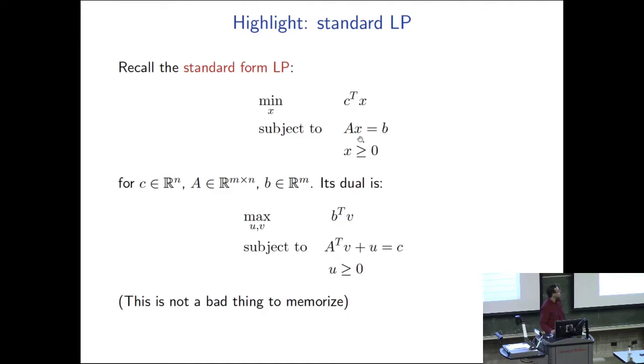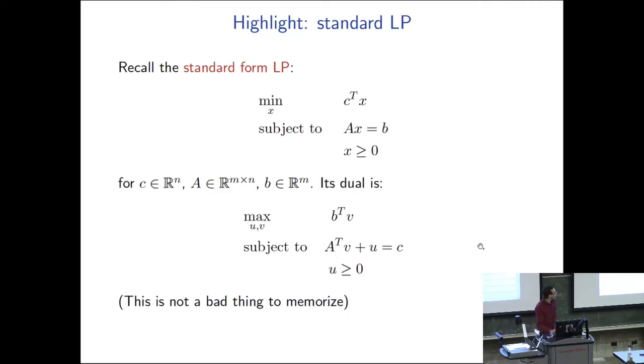Right, so this is an LP in standard form. I have equality constraints, Ax equals b. I have the non-negative orthant constraint on x, and the criterion is just this simple linear function c transpose x. Its dual, which I'm not sure we did — I know we did the dual of generic form LPs, not in standard form. I'm not sure if we did standard form LPs. This is not a bad thing to memorize. I somehow think there's a very beautiful symmetry between this problem and this problem. So it's not a bad thing to memorize at all.